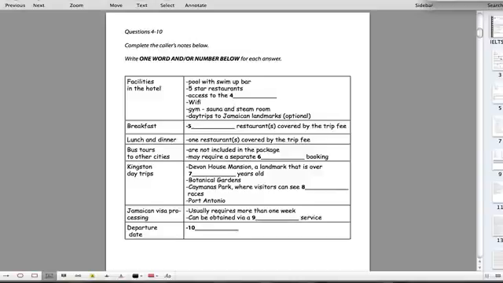Okay, so we've finished that listening. Now, one thing that I forgot to point out is that we should have noted that all of these answers are only one word or one number. So the listening was very straightforward.